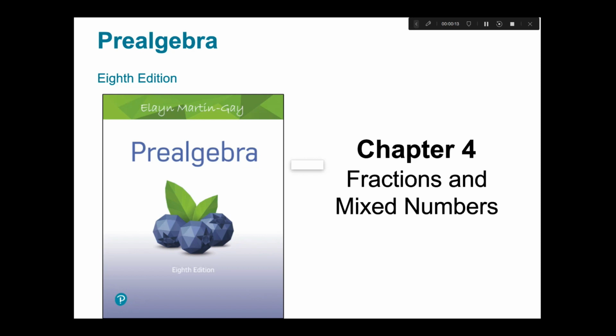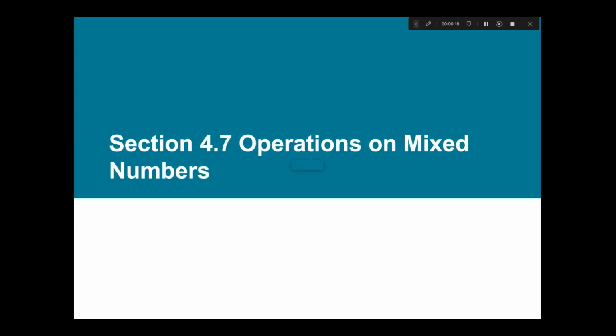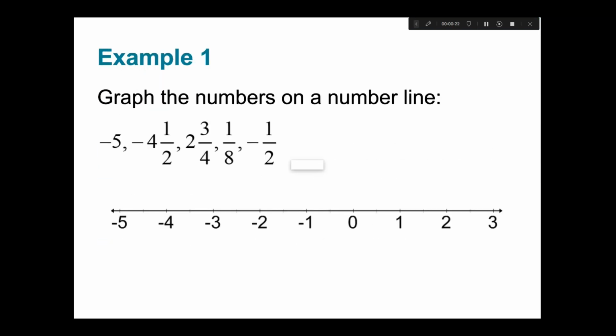Alright, so today we're talking about fractions and mixed numbers and how we use those mixed numbers when we add, subtract, multiply, and divide. The first examples they give you are graphing a number or a fraction on a number line. We're not going to do these. We're skipping right over these, okay? I feel like you should know how to do that and have a good grasp on whether a half or a fourth or 3/4 is bigger, okay? So we're skipping that.